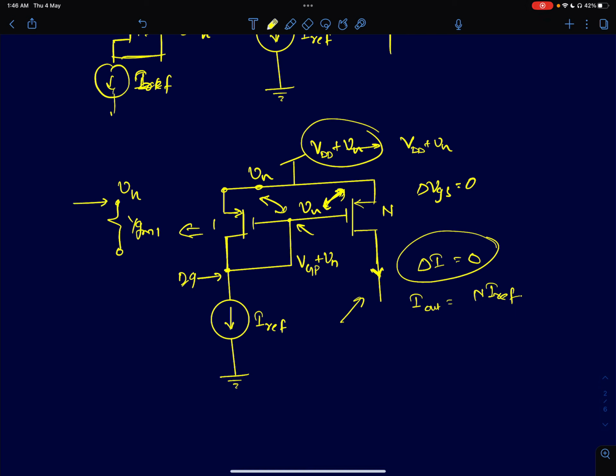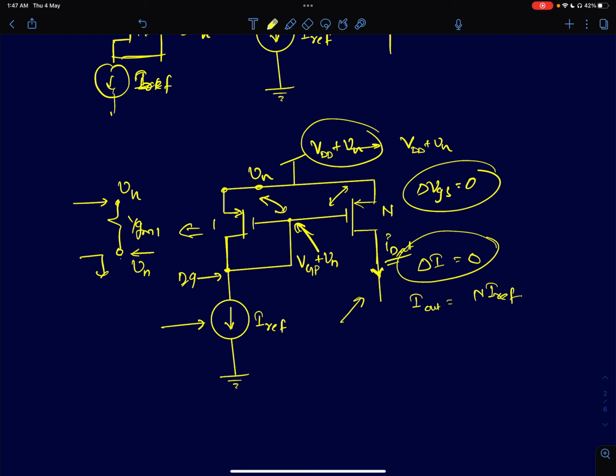This node is at Vn. And looking down, since it's an ideal current source, the output impedance is infinity. So it's open circuit. So this node also comes to Vn volts. So that's what I've shown here. The gate also comes to Vn in the small signal. So therefore, the change in the gate voltage is 0. The change in the gate to source voltage, delta VGS, is 0. So therefore there will be no change in the drain current at the output.